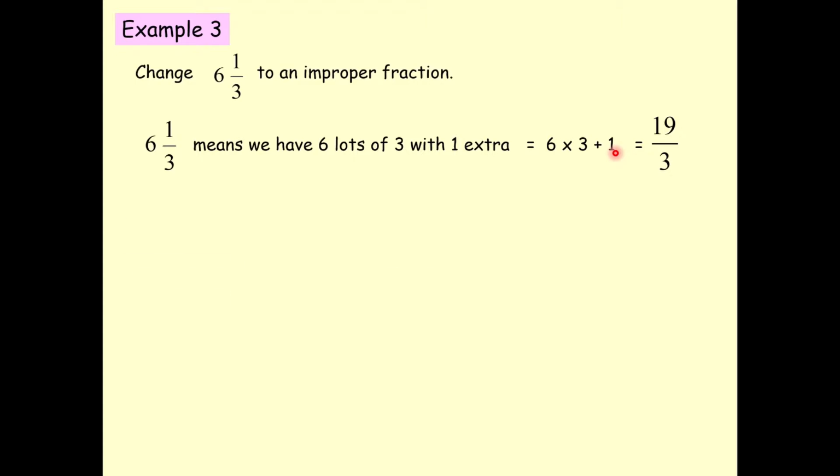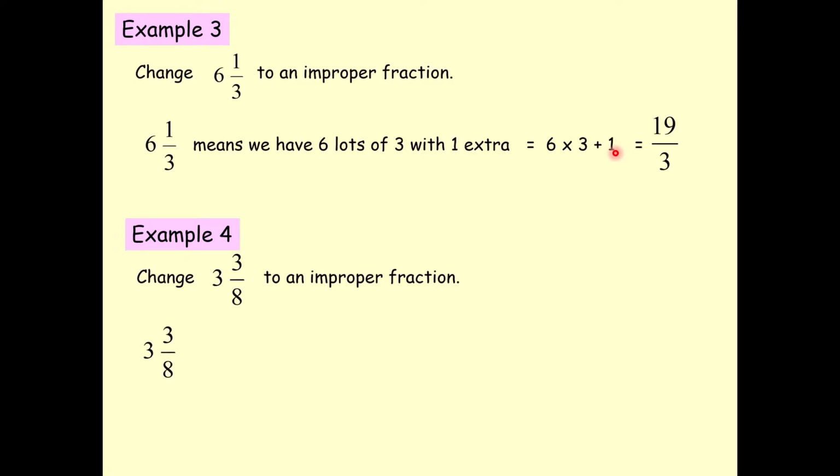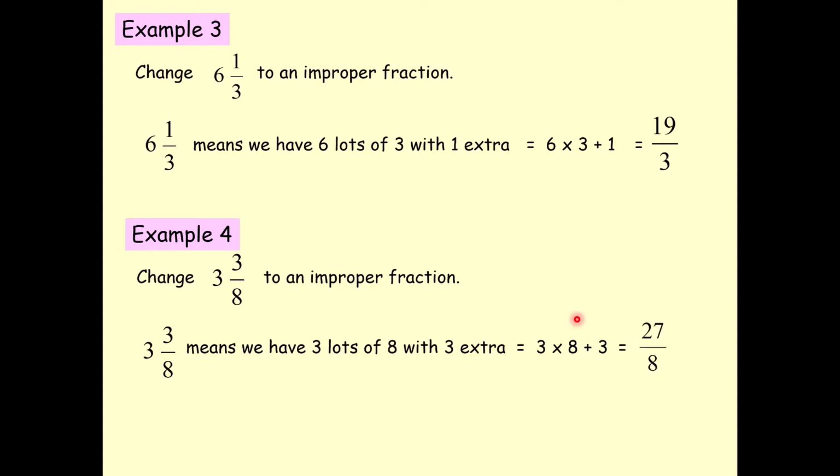Okay, our fourth example, we're going to take 3 and 3 over 8 and convert that into an improper fraction. So this means that we have 3 lots of 8 with this little 3 as a remainder, this 3 extra on the top. So mathematically that means 3 times 8, so 3 lots of 8, adding on your remainder will give you 27 over 8. And the denominators do not change in your answer.